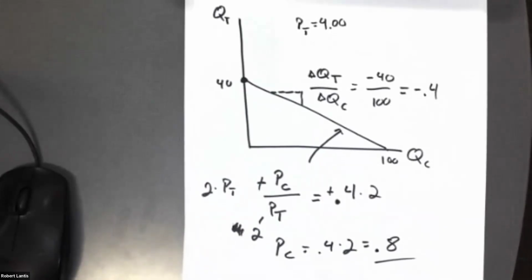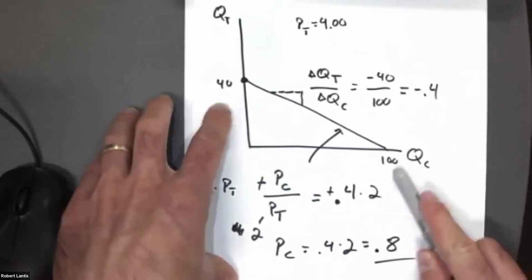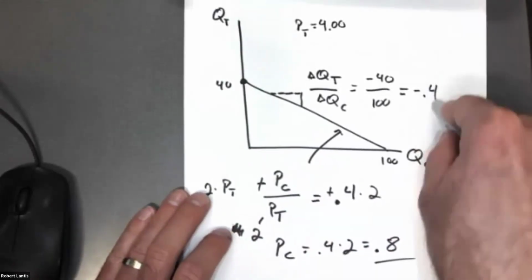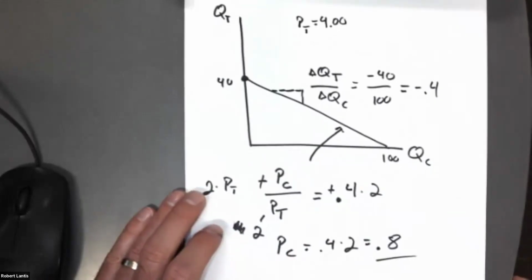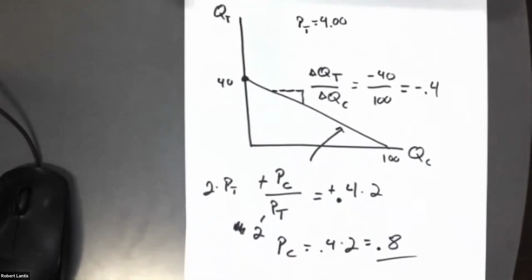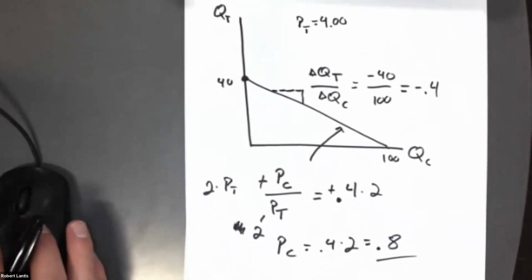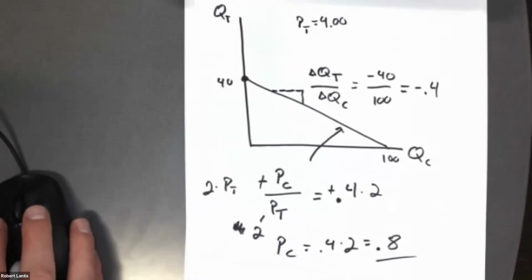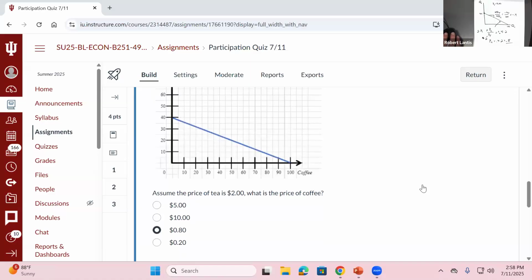Okay. So if I know the quantities and I know one of the prices, I can calculate the slope using quantities and back out what the price of the other good must be. Okay. Any questions on this one before we keep moving here? Okay.